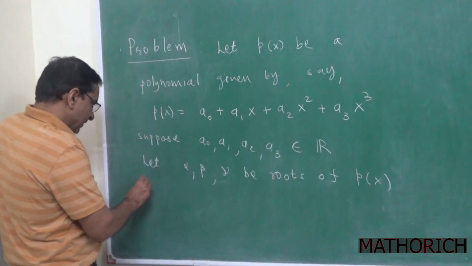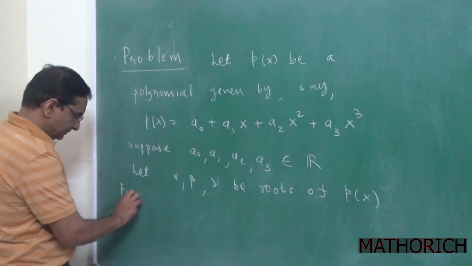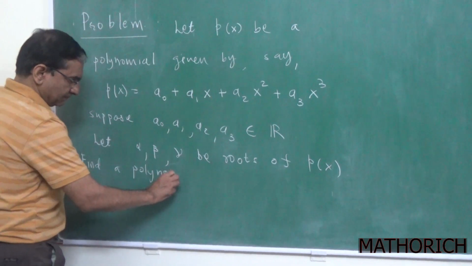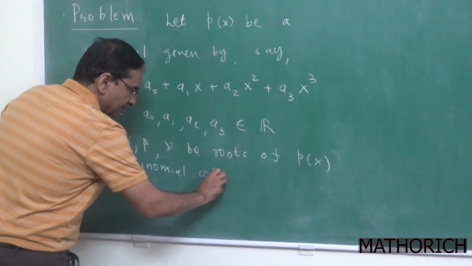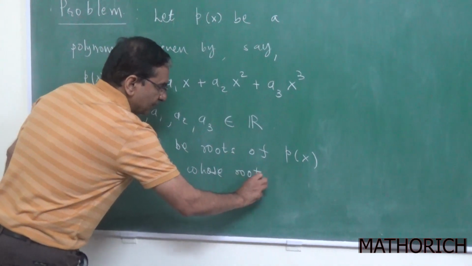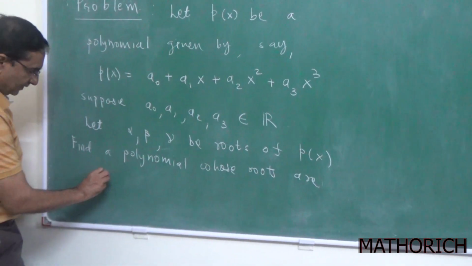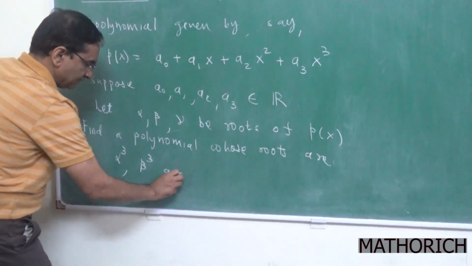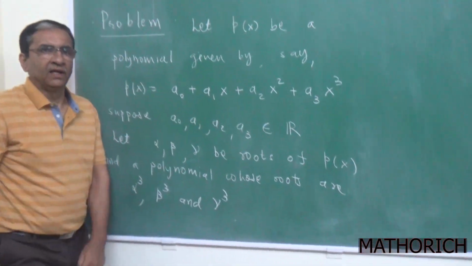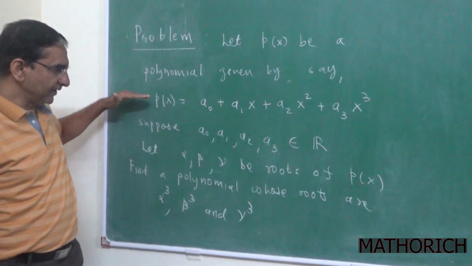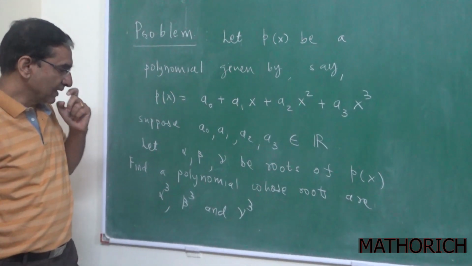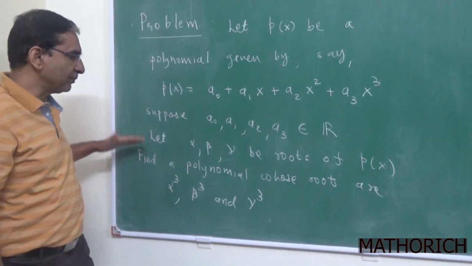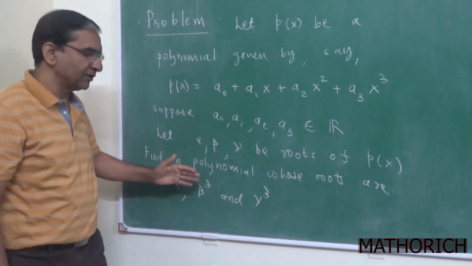The problem is, find a polynomial whose roots are alpha cube, beta cube and gamma cube. So given a polynomial of degree 3 with real coefficients, and suppose its roots are alpha, beta, gamma, then the problem is to find a polynomial whose roots are alpha cube, beta cube and gamma cube.